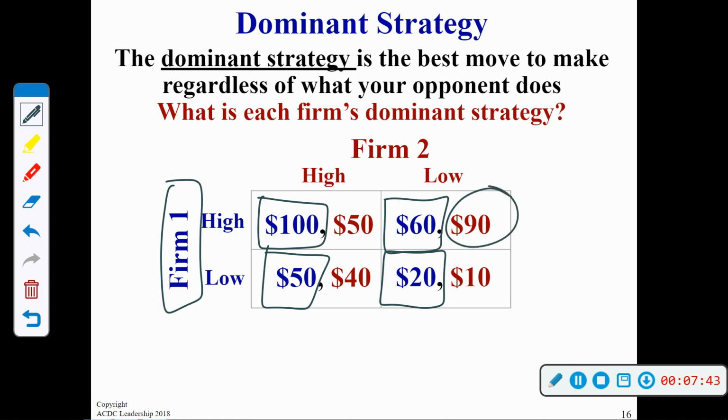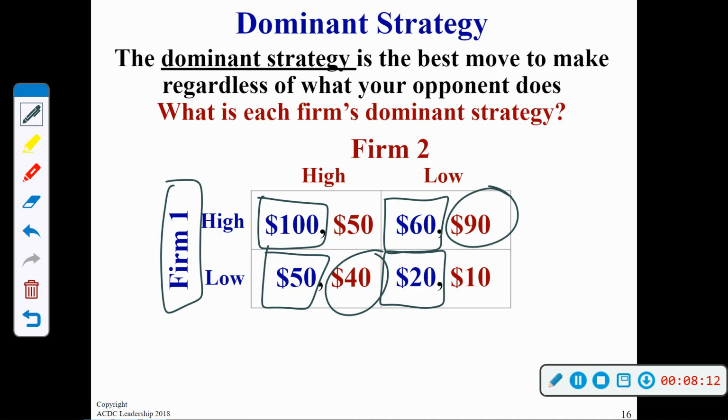We'll circle that. All right, if firm 1 prices low, firm 2 has 2 choices. They can price high for $40, or they can price low for $10. Well, 40 is greater than 10, so they're going to price high. So they're going to do the opposite of what firm 1 does. Because here, they're going to price low. Firm 1 prices low, they're going to price high. We would say that firm 2 does not have a dominant strategy because they do the opposite choices each time.